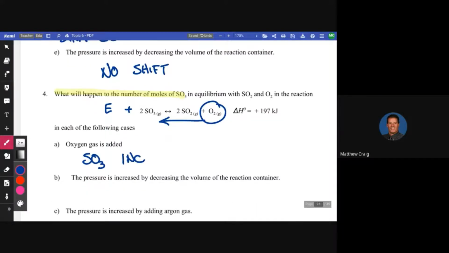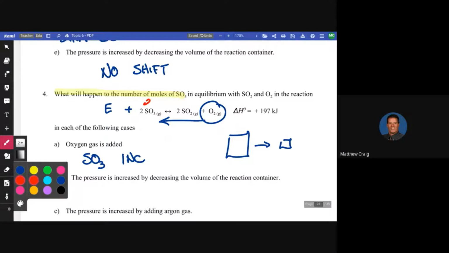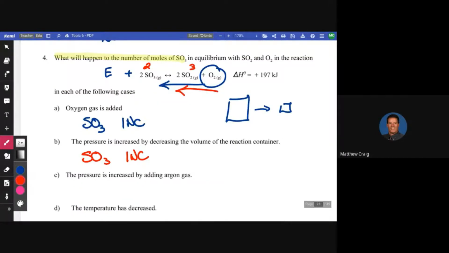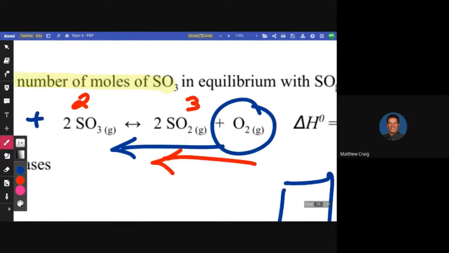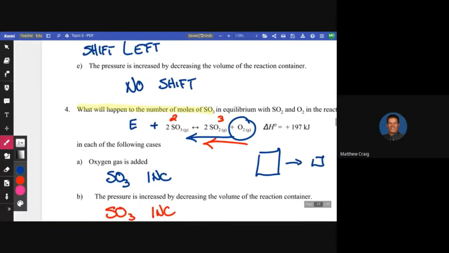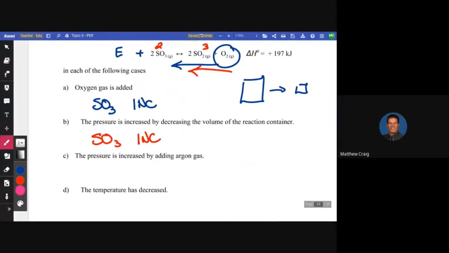The pressure is increased by decreasing the volume. So we go from here to here, and we have 2 gas particles, 3 gas particles. So we will shift to the side with fewer particles. Therefore, the SO3 will increase. The pressure is increased by adding argon gas. Well, I don't see argon in this equation. So there will be no shift, which means SO3, no change.